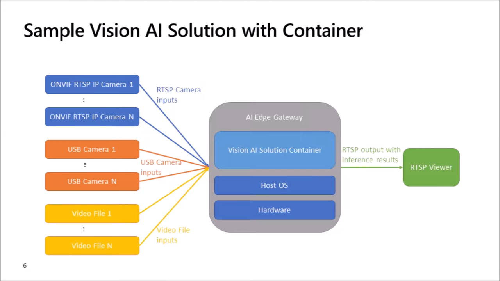Let's put those ingredients together. This is a simple vision AI solution with a container running on an AI Edge Gateway. An AI Edge Gateway can connect to one or more video sources, where a video source can be a USB camera, an ONVIF RTSP IP camera, or an H.264 or H.265 encoded video file.